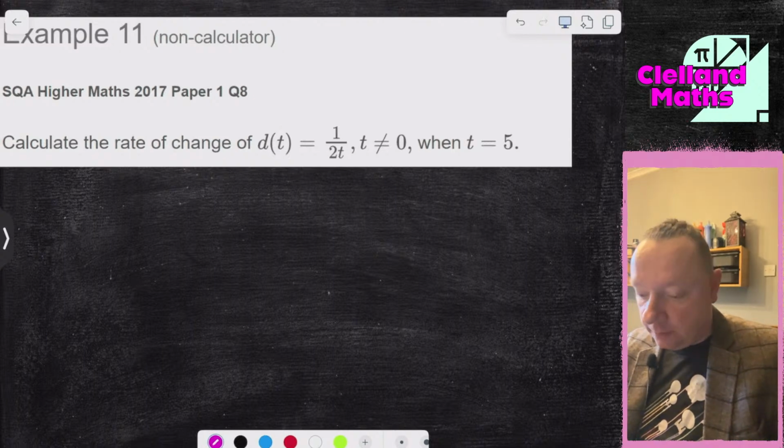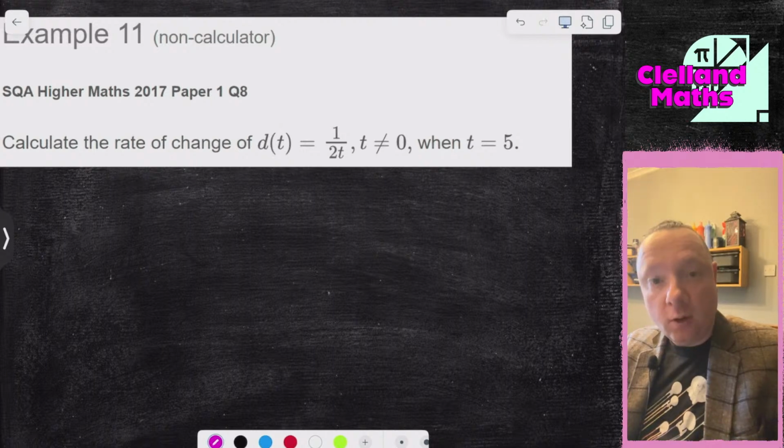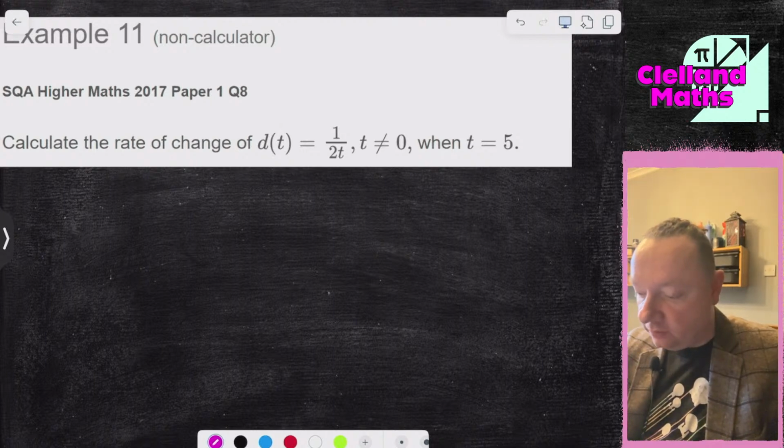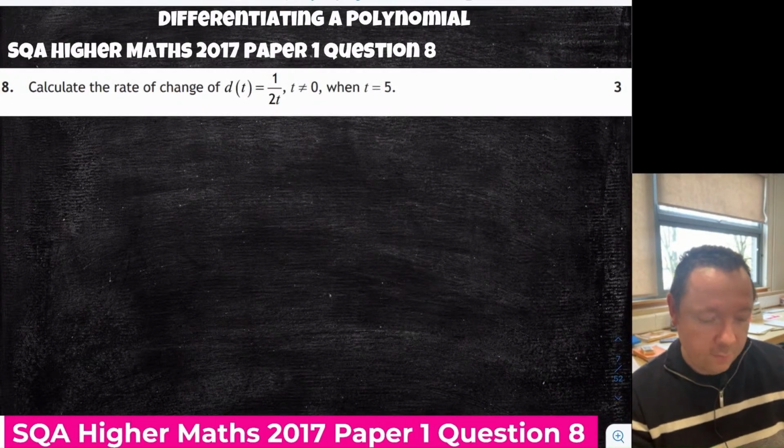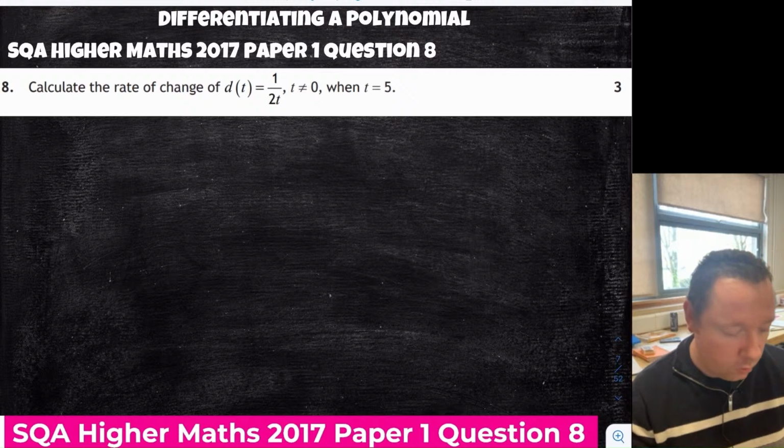Okay, so that was example 10, now on example 11. SQA Higher Maths 2017 paper 1 question 8 had calculate the rate of change of this function. So let's move on to example 11. I'm on the wrong page of course, so let's do that now. SQA Higher Maths 2017 paper 1 question 8 on differentiating a polynomial.